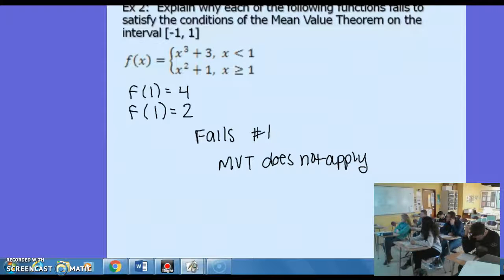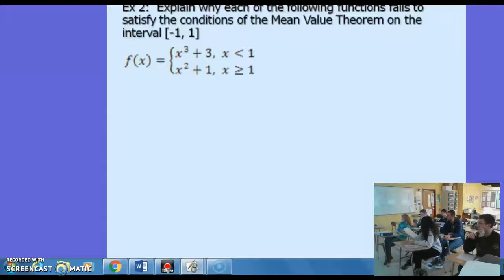So, in order to explain that, we have to explain why each of the following functions fails to satisfy the conditions of the mean value theorem. So, what we want to do is look at a piecewise function.